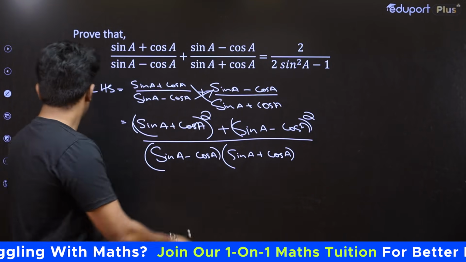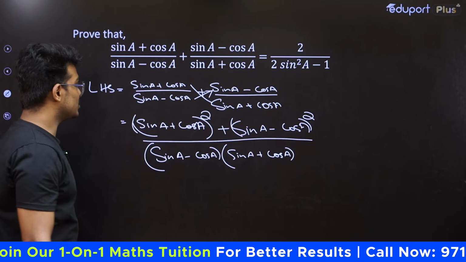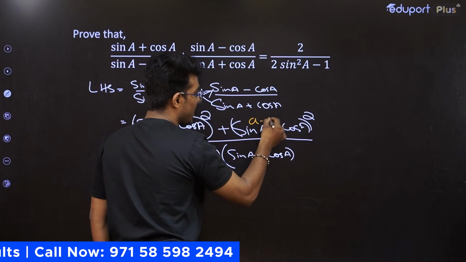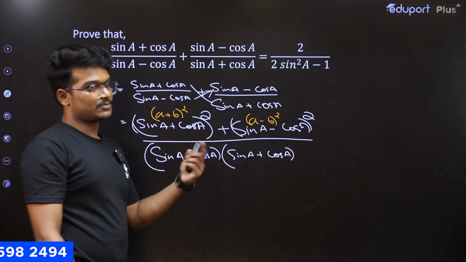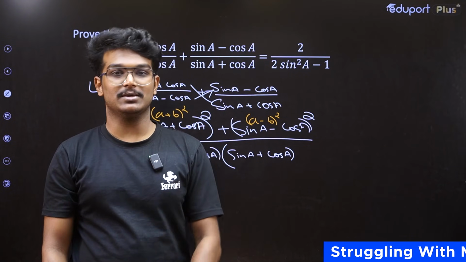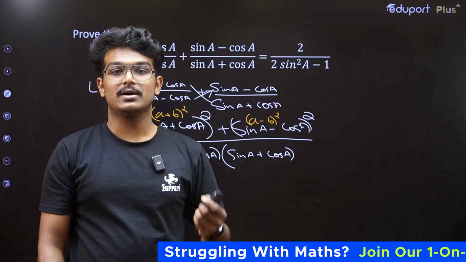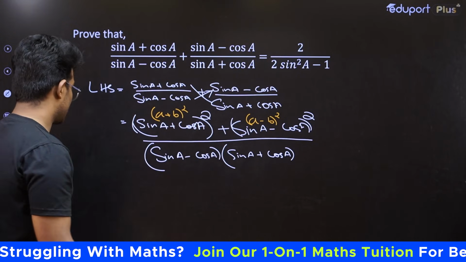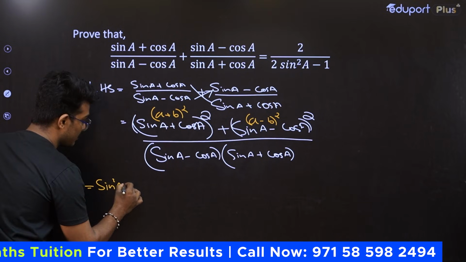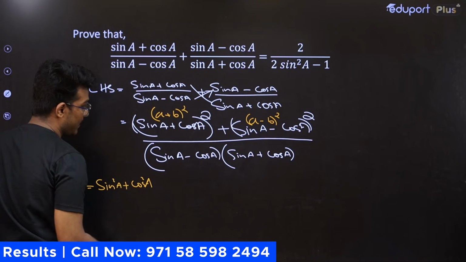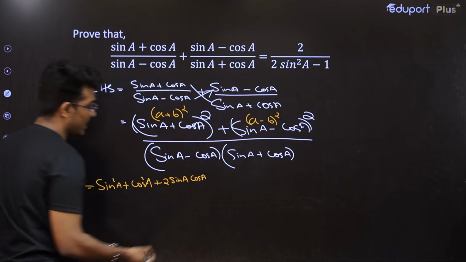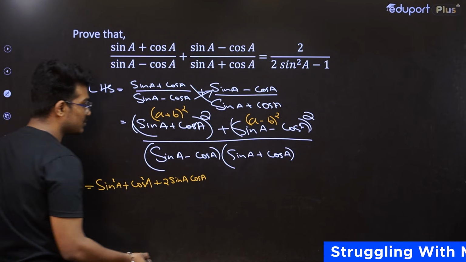Okay, so the first one is in the form of A plus B whole square. The second one is in the form of A minus B whole square. We can expand this. A plus B whole square is equal to A square plus B square plus 2AB, and A minus B whole square is equal to A square plus B square minus 2AB. So we can expand that, which is equal to sin square A plus cos square A plus 2 sin A cos A. This is the expansion of the first expression.